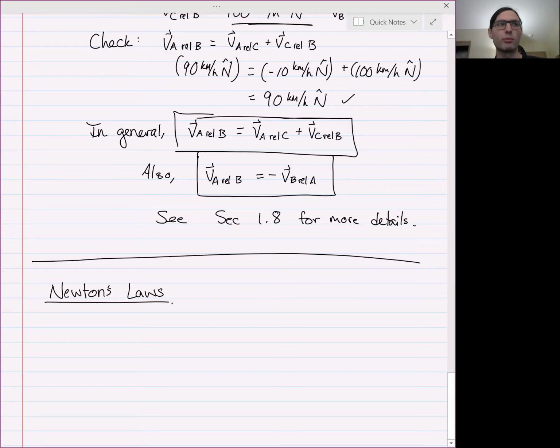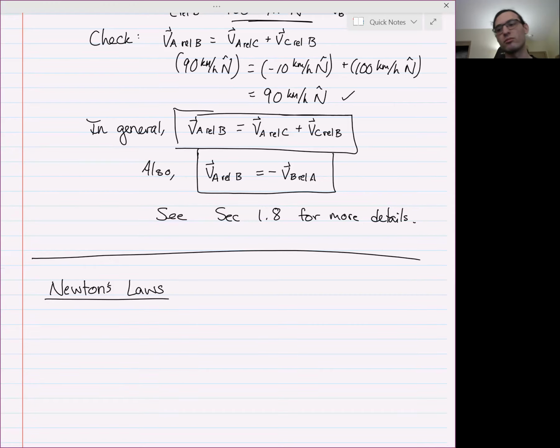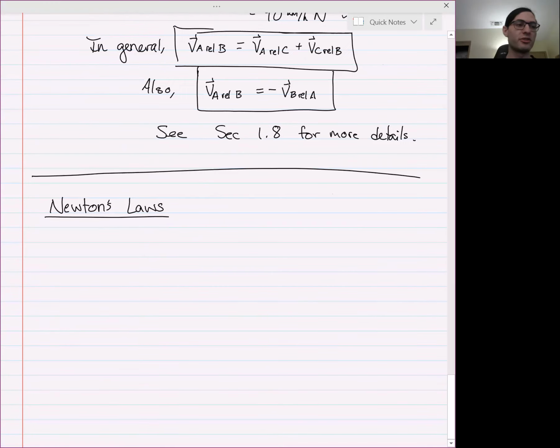Smart boy Isaac Newton, really big name, invented calculus because the physics at the time just wasn't good enough. Pretty smart dude. So three famous laws, I suppose four famous laws. We're only going to talk about the first three for now. First is Newton's first law, the first law of motion.